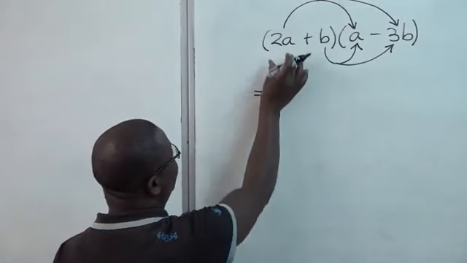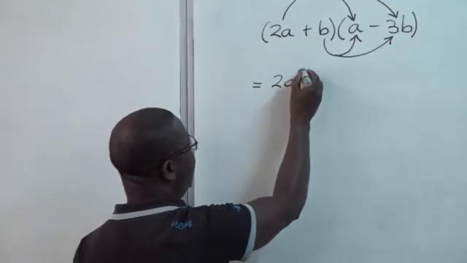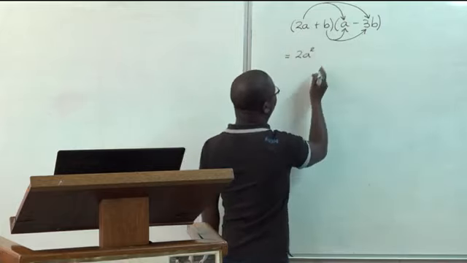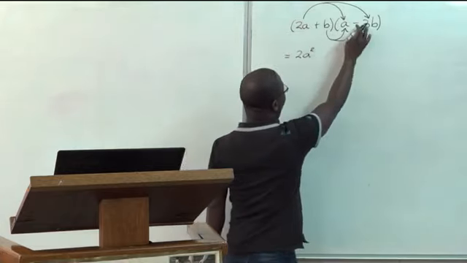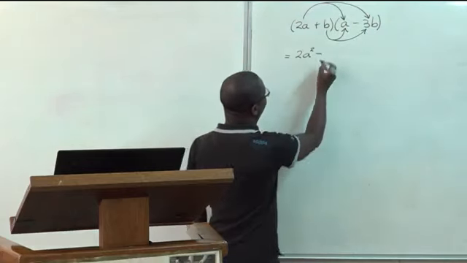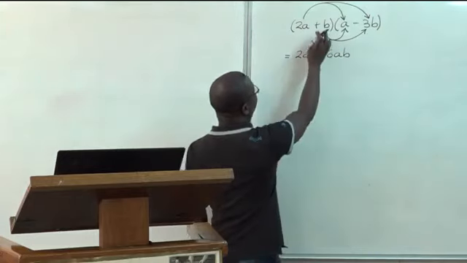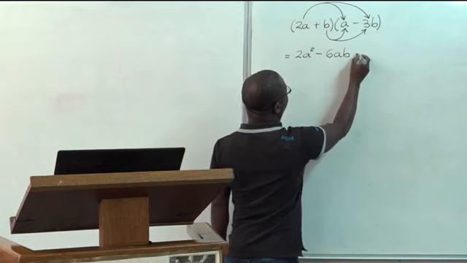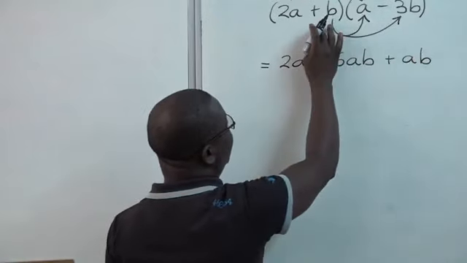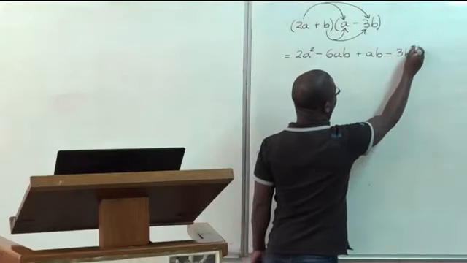This gives us 2a times a, it will be 2a squared. And then the same 2a multiplied by minus 3b. This is a positive, that is a negative, so our final sign would be a negative. That gives us minus 6ab. And then b times a gives us plus ab. And then b times minus 3b becomes minus 3b squared.